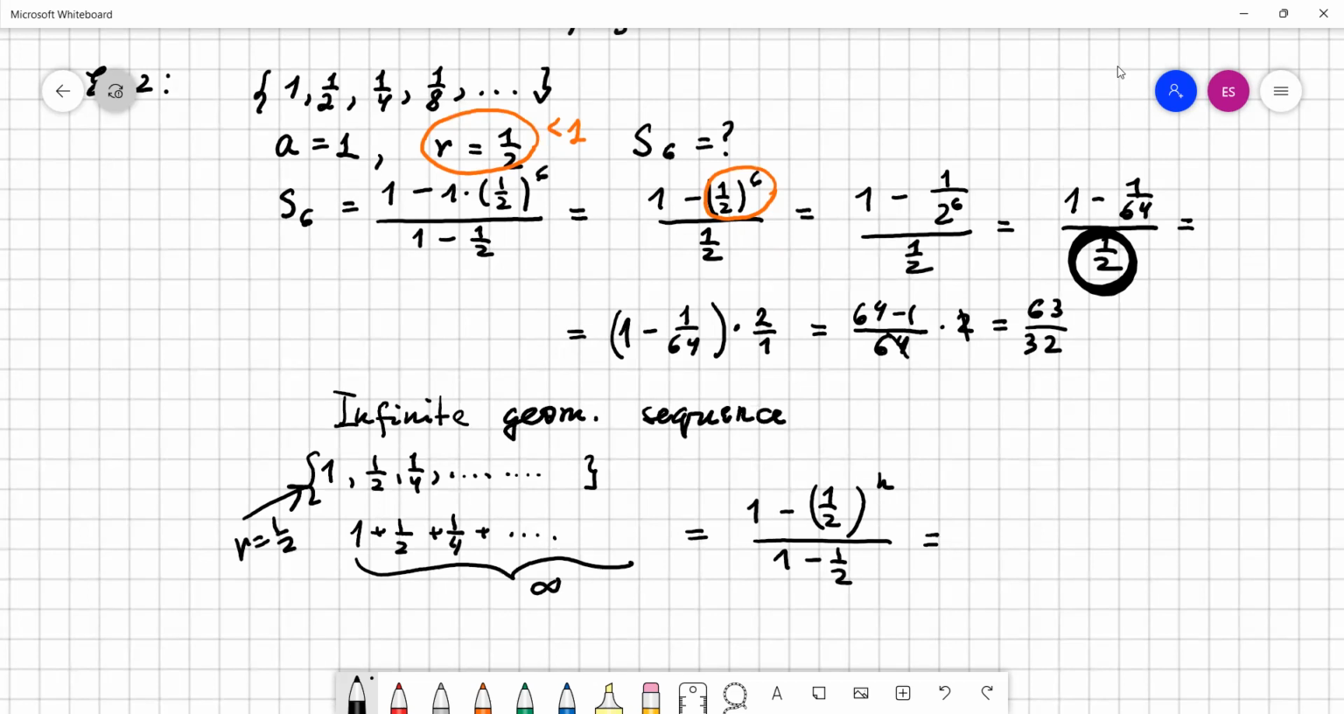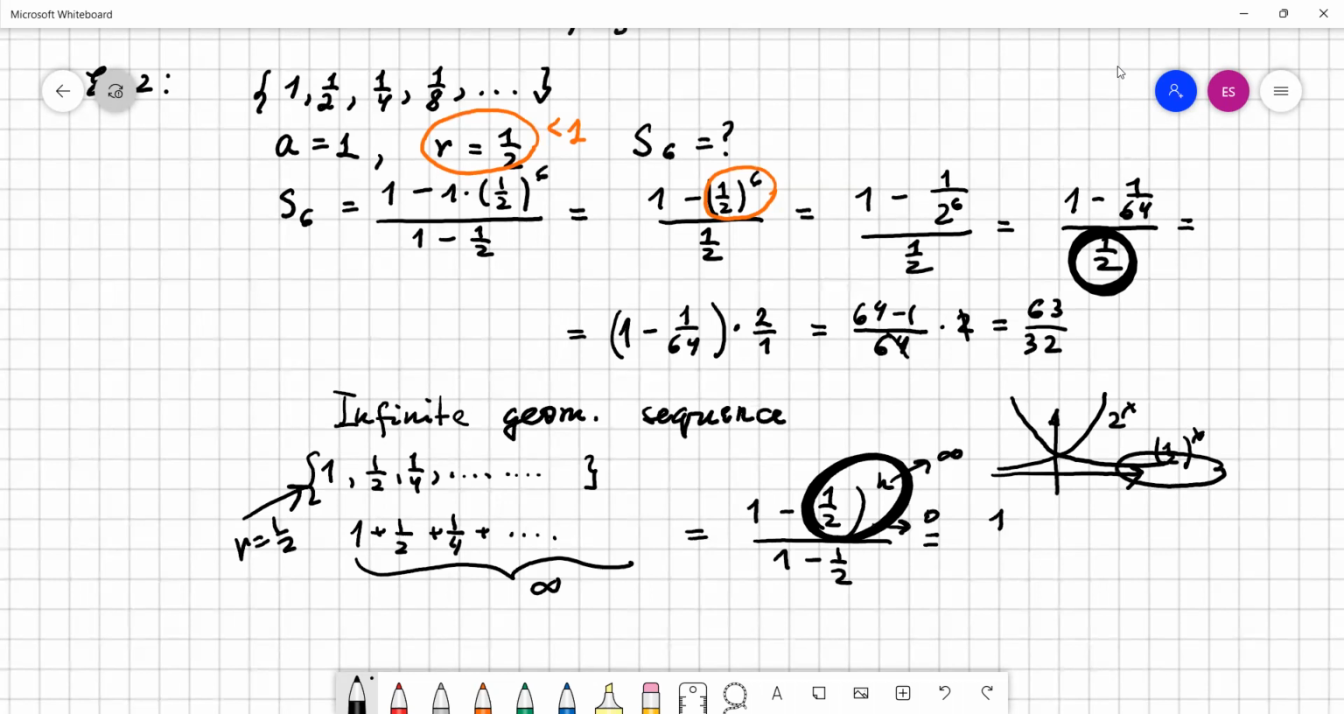Well, what is going to happen to this expression? If you recall, this is exponential function, right? And if 2 to the power of x looks like this, 1 over 2 to the power of x looks like this. And when x or n goes to infinity, this function goes to 0. The whole thing will go to 0. We're going to have 1 over 1 minus 1 over 2, which is 1 over 1 over 2, or 1 multiplied by 2 over 1 or 2. So actually, sum of these infinitely many numbers is going to be equal to 2.